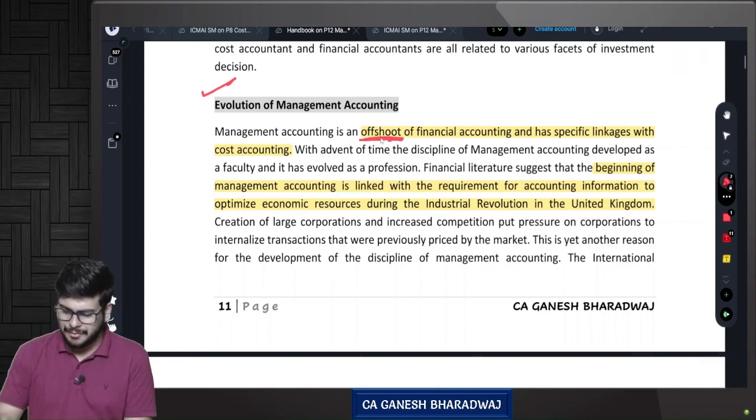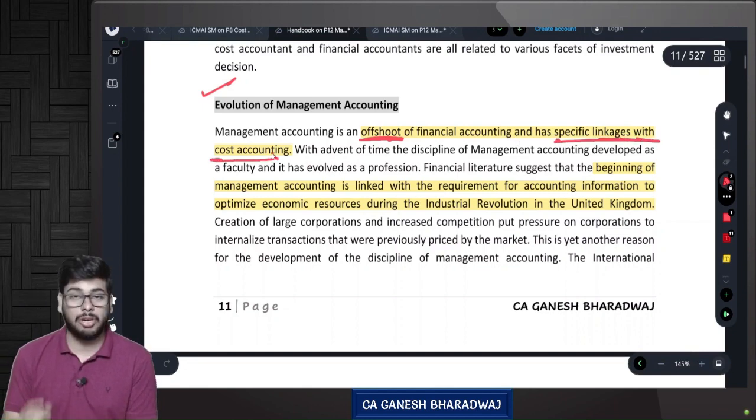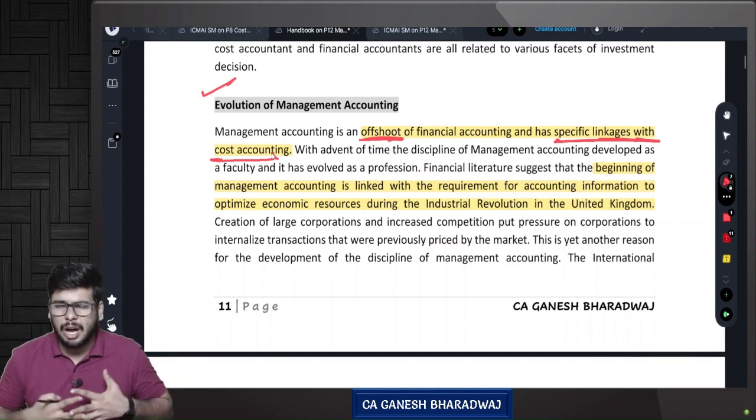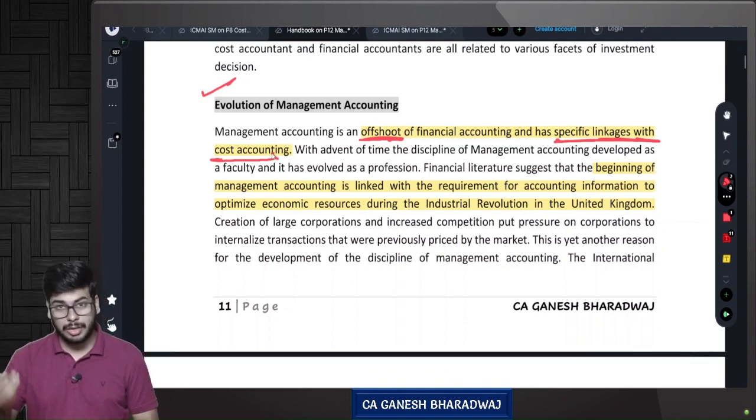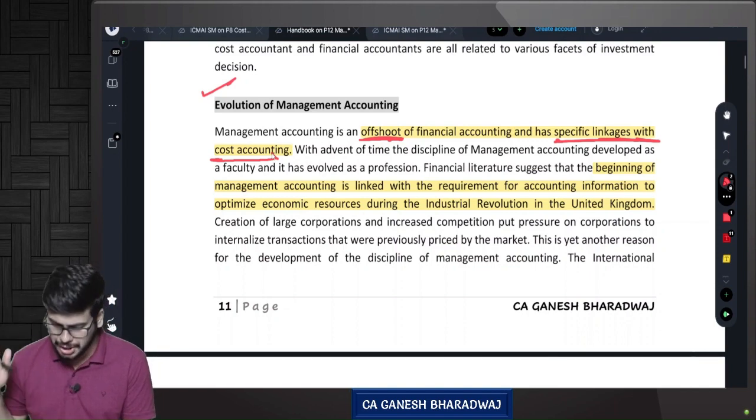It has come only from financial accounting and it has specific linkages with cost accounting. This is why I said it is highly interlinked with cost accounting. Look, it's there in the study material itself. All these wordings are study material wordings. I have not changed anything.